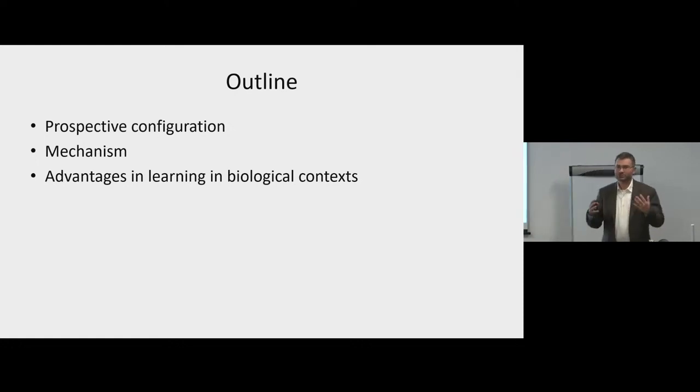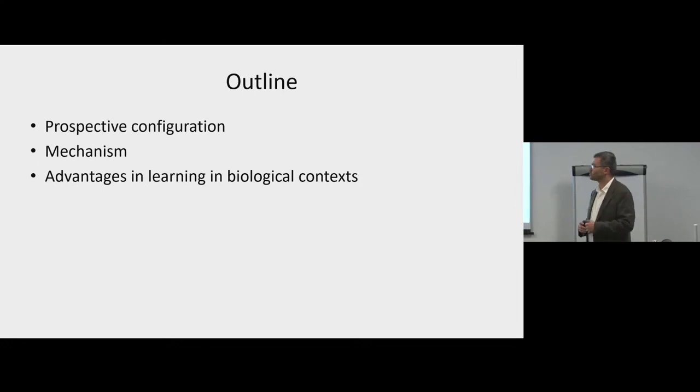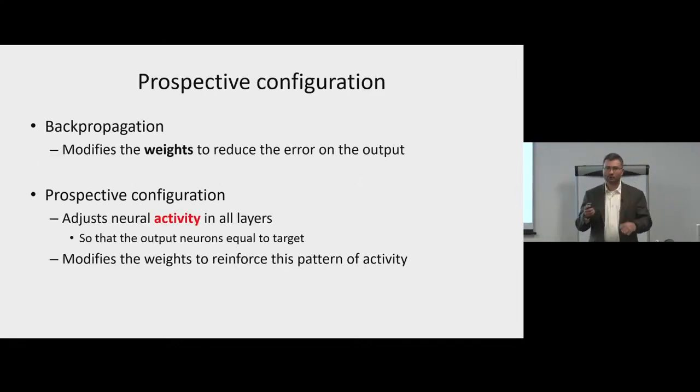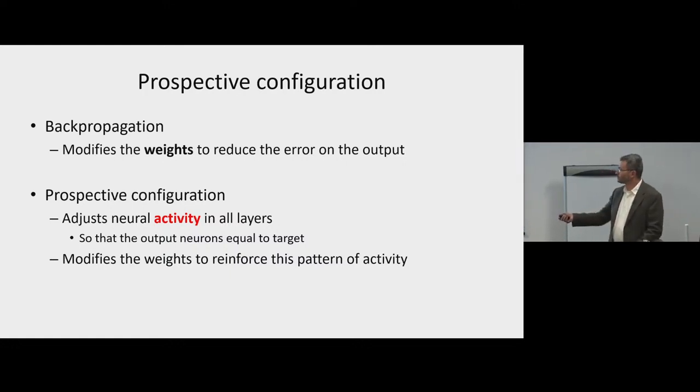So what is prospective configuration? How does it differ from backpropagation? As most of you know, in backpropagation, we modify the weights of the connections to reduce the error on the output. Now, in prospective configuration, you also modify the weights.